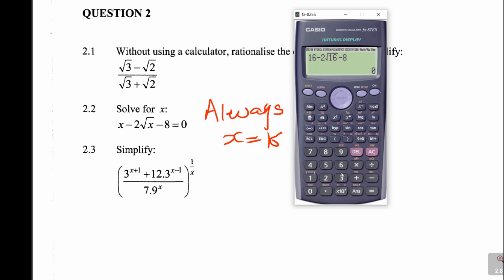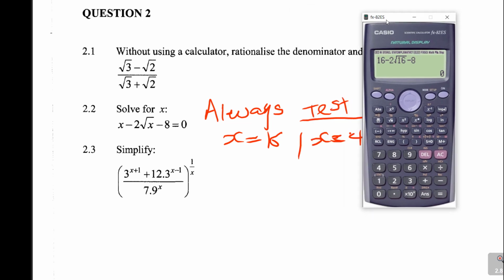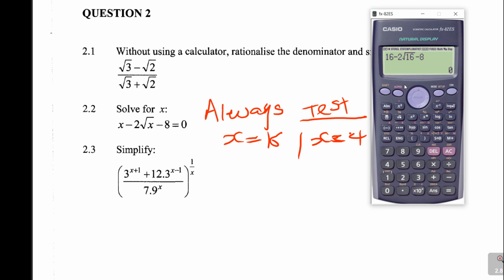The other one, what do I have? x is 4, remember? So we have 4. So you play back where there was 16, you just put 4. So you put a 4 there, and then we put a 4 there. Again, it must give me a 0. There it is. You see, that's the wrong one. Let me repeat it again. x is 4 minus 2 square root of 4, and then minus 8. If I do that, I'm getting minus 8.